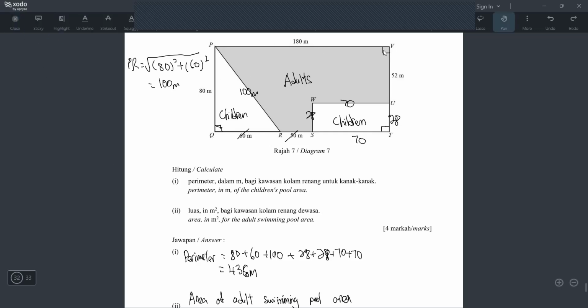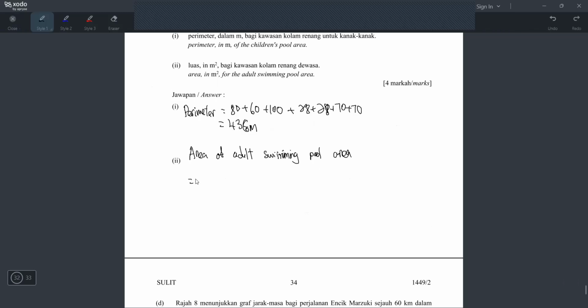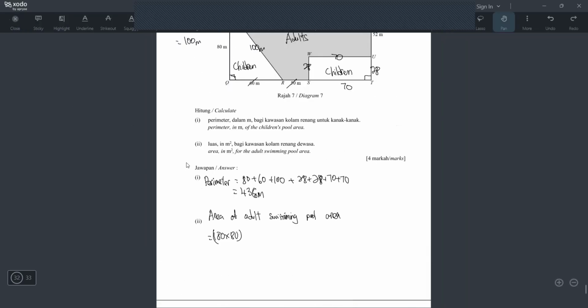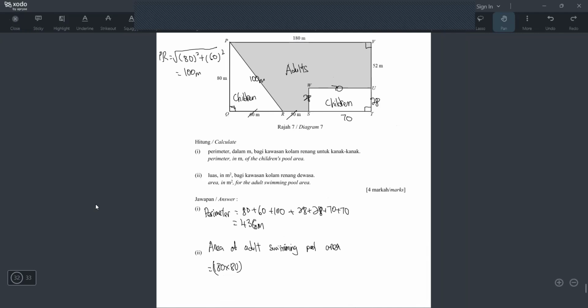Rectangle will be 180 times 80, the total. So what I do here, 180 times 80. Okay, let's write it small. 180 times 80, and then minus the area of the triangle. The area of a triangle formula is 1/2 times base times height. The base is 60, the height is 80. And then the small rectangle is 70 times 28. All right, so press all this in your calculator and then finish.